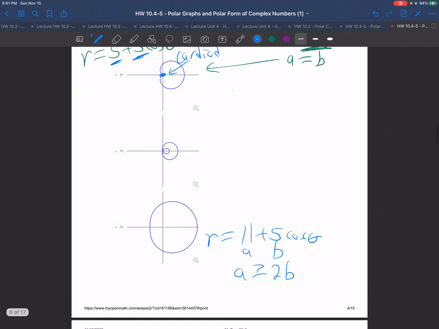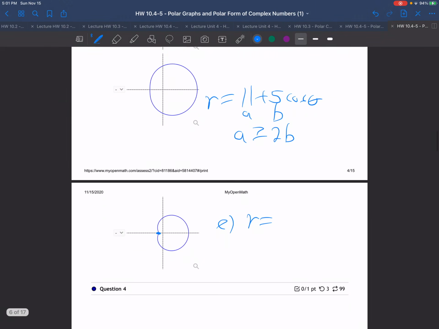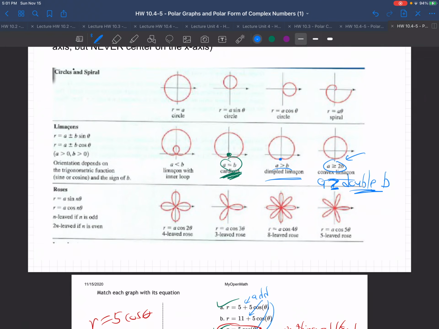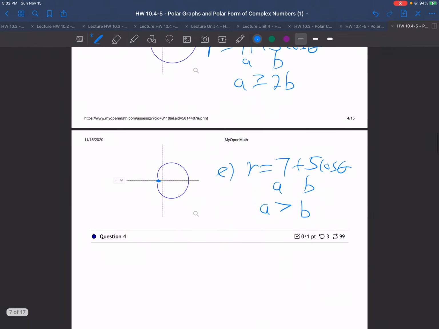R equals, I already forgot what it was, 7 plus 5 cos theta. Here's A, here's B. A is greater than B, but not by double. If you look on the formula sheet, if A is greater than B, but not by double, it does have a little dimple. It just doesn't hit the origin like the cardioid does, and it's not more than double. 7 is more than 5, but not more than twice 5. So therefore it has a dimple, but it doesn't hit the origin. That only happens when A and B are equal.